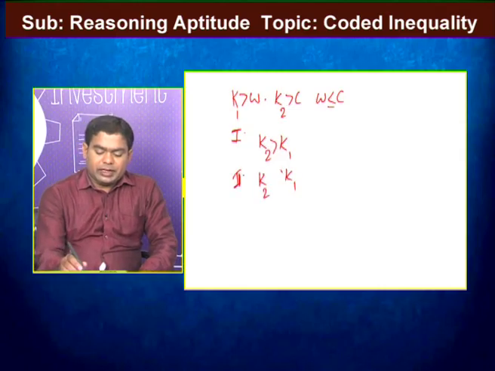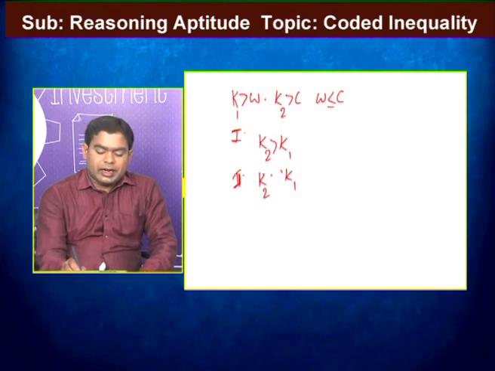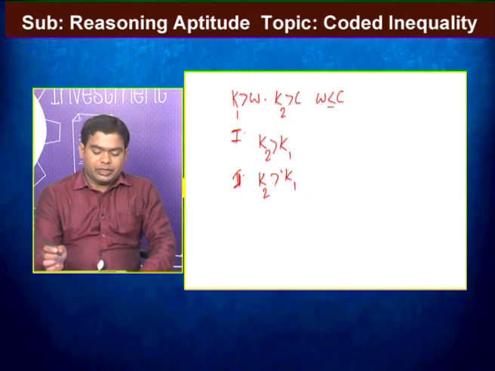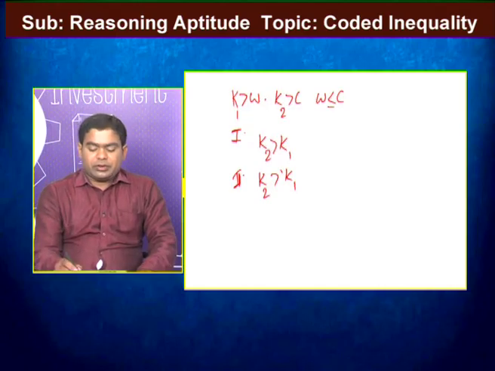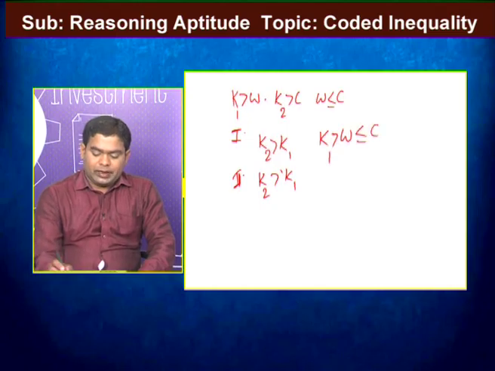So we apply the inequalities for conclusion 1 and conclusion 2. Conclusion 1 is K2 percentage K1. Conclusion 2 is K2 greater than K1. That means we verify the relation between K2 and K1. Conclusion 1 contains K2 and K1, conclusion 2 contains K2 and K1.